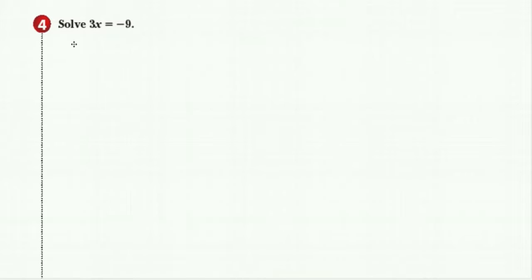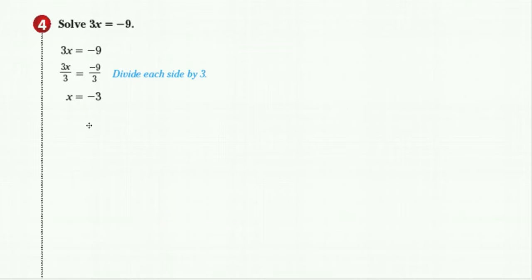Last example has to do with solving 3x equals negative 9. Again, copy the problem. 3x equals negative 9. We want to solve for x. Okay, and 3x is a multiplication problem. That means we need to undo 3, and in order for us to undo 3, we need to divide by 3. Again, division being the inverse operation of multiplication. Dividing both sides by 3, you end up with 3x over 3 equals negative 9 over 3. And this cancels out because that's a 1, and we're left with the variable x. And negative 9 over 3 is negative 3.